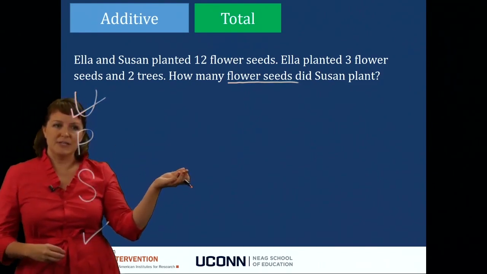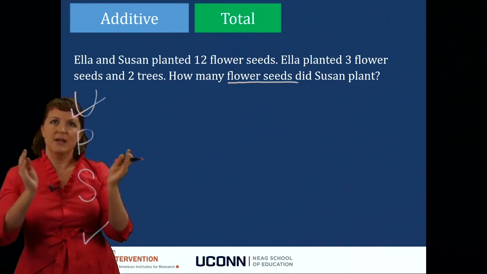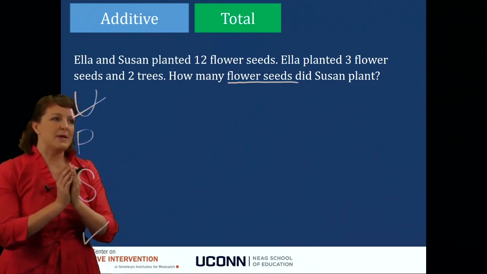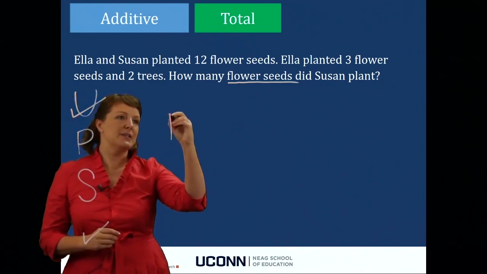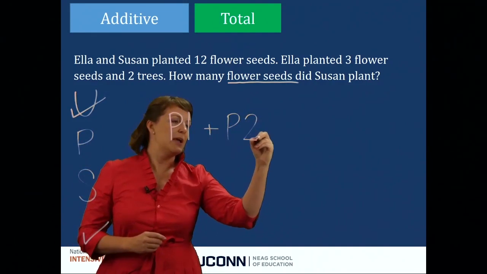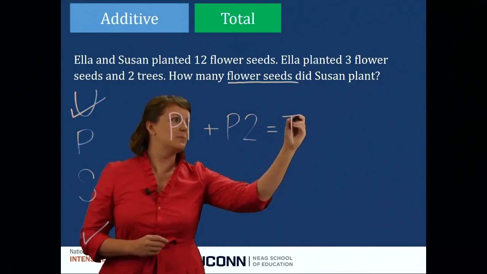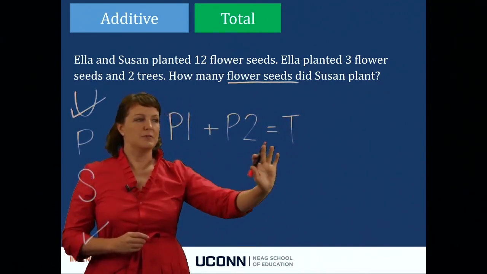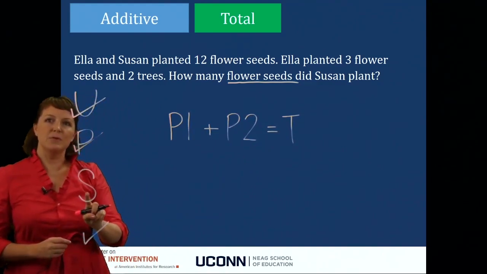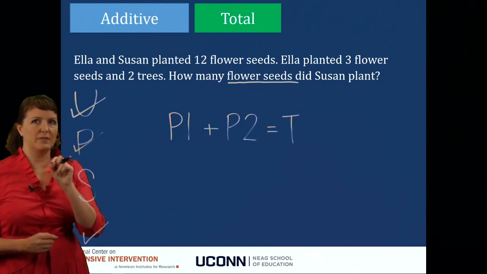We've got Ella's seeds and Susan's seeds, and we're putting those together for a total. So I'm going to solve this as a total problem, and in this example, I'll use my total equation to help me solve this problem. And that is P1 plus P2 equals T. So we've got our parts and our total. I've got my plan. Now it's time to move down here to S. It's time to solve it.